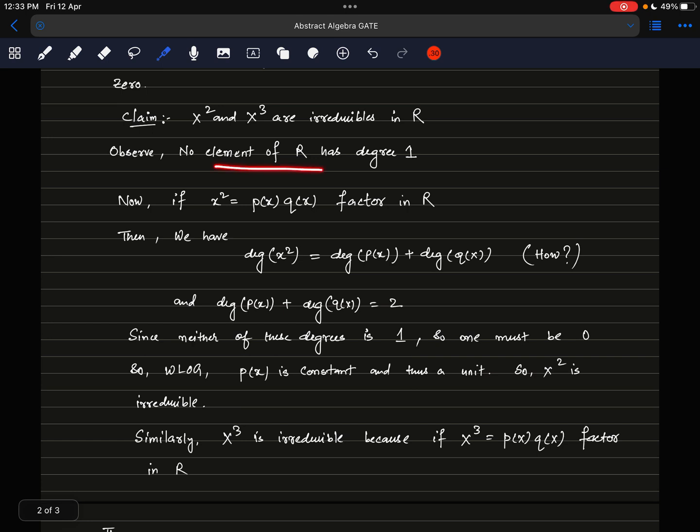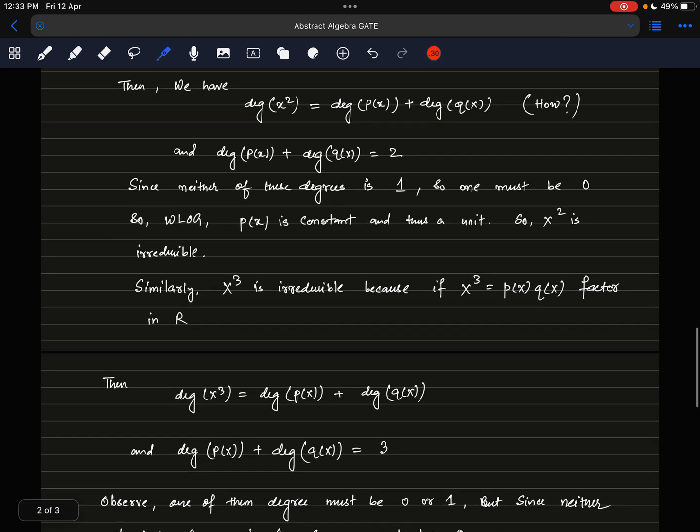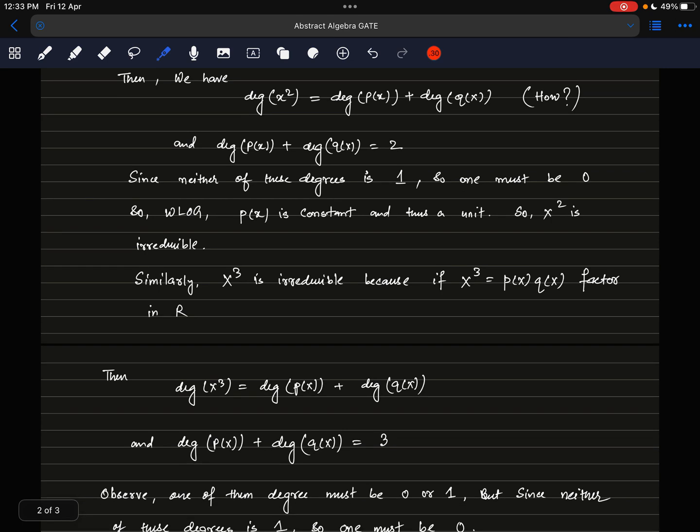Since no element of R has degree 1, neither of the degrees is 1, so one of the degrees must be 0. Without loss of generality we can consider p(x) constant, or q(x) constant, and thus it is a unit. So x square is irreducible. Why? Think about the definition of an irreducible polynomial. Similarly, x cube is irreducible, and we can show it.